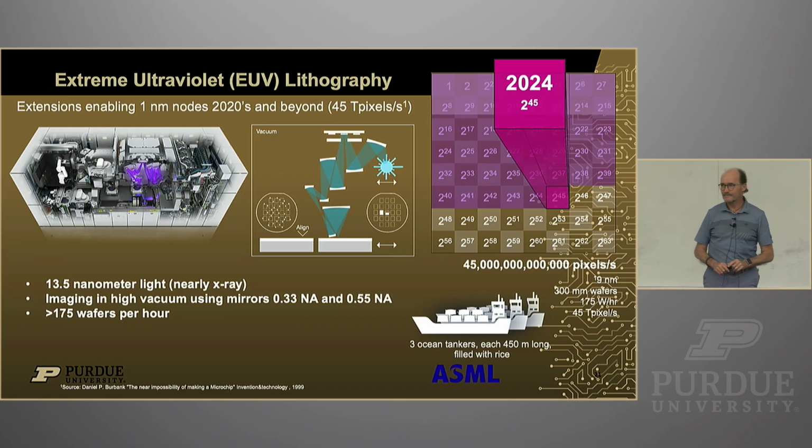All right? So now with EUV light, we're actually able to have 45 terapixels of information going through a scanner, being transferred from the blueprint to the wafer every second. And you can see also that the poor king would, for that square on his chessboard, have to fill 3 ocean tankers, each ridiculously long, with rice. So you start to see the power of what is happening.